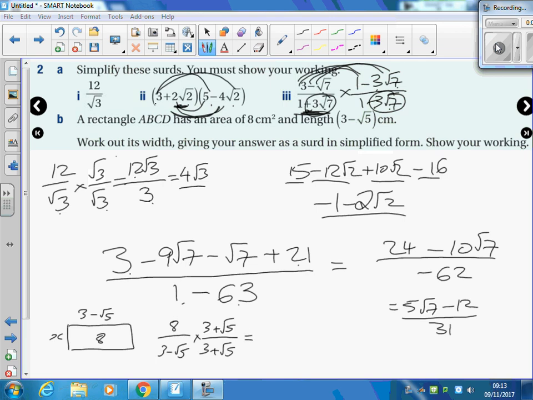Multiply by 3 plus root 5. I'm changing that sign there. So I've got 24 plus 8 root 5's over, this is 9 minus 5, so over 4. So for that's over 4, then I've got 24 divided by 4 is 6, and 8 divided by 4 is 2 root 5's. Got 6 plus 2 root 5's. There's your third question.